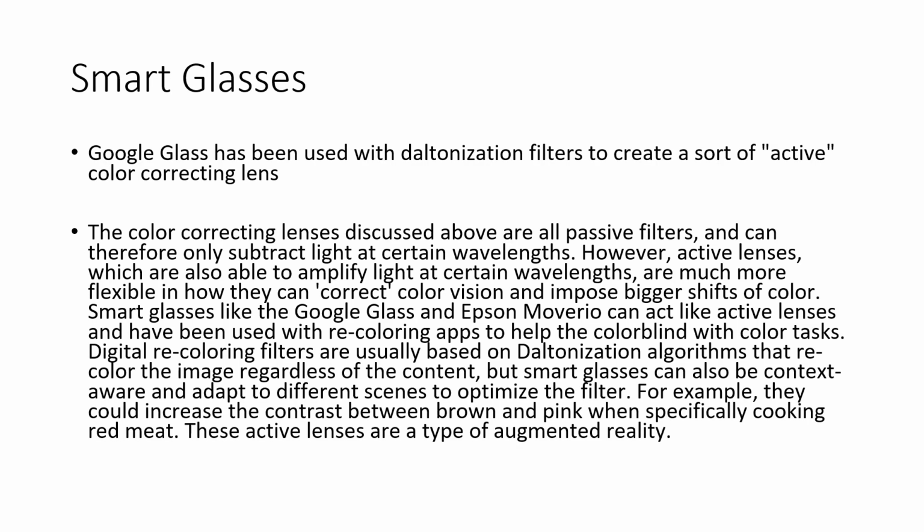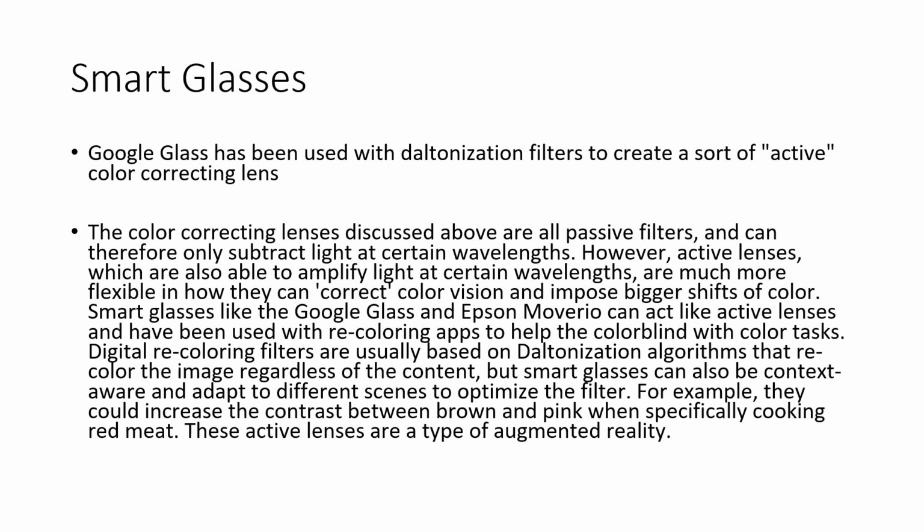Smart glasses. Google Glass has been used with daltonization filters to create a sort of active color-correcting lens. The color-correcting lenses discussed above are all passive filters, and can therefore only subtract light at certain wavelengths. However, active lenses, which are also able to amplify light at certain wavelengths, are much more flexible in how they can correct color vision and impose bigger shifts of color.